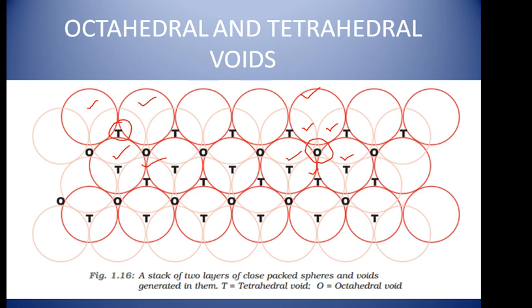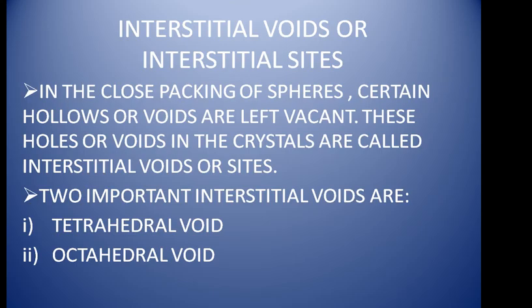See this once again in separate pictures. First, the definition of a void. In the close packing of spheres, certain hollows or voids are left vacant. These holes or voids in the crystals are called interstitial voids or interstitial sites. Interstitial means in between the lattice.